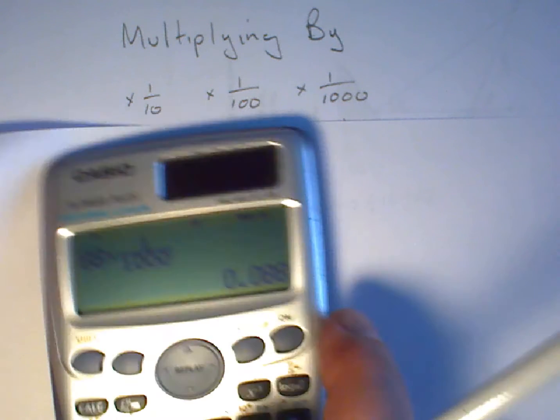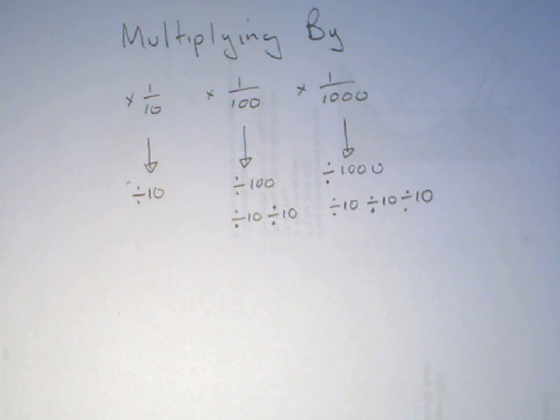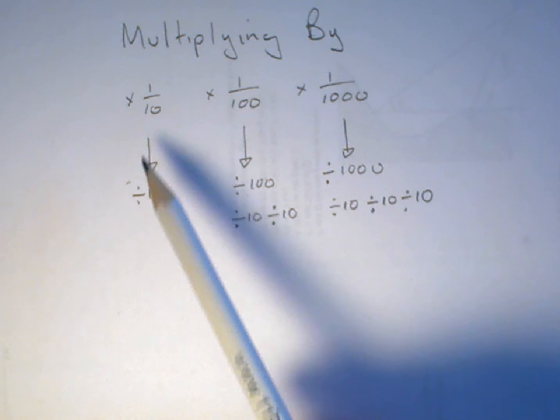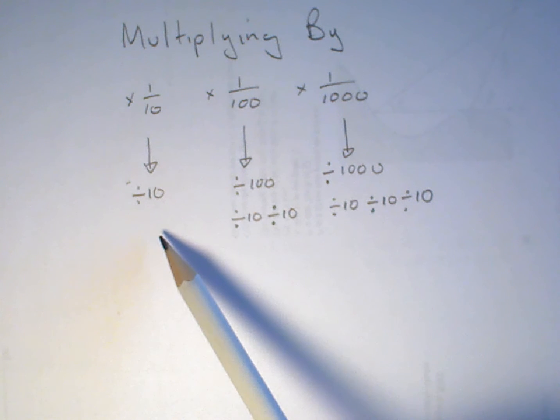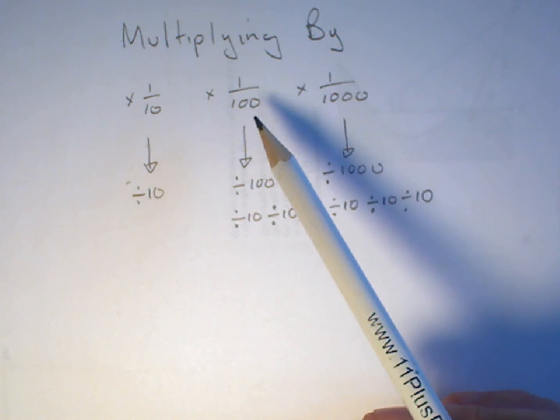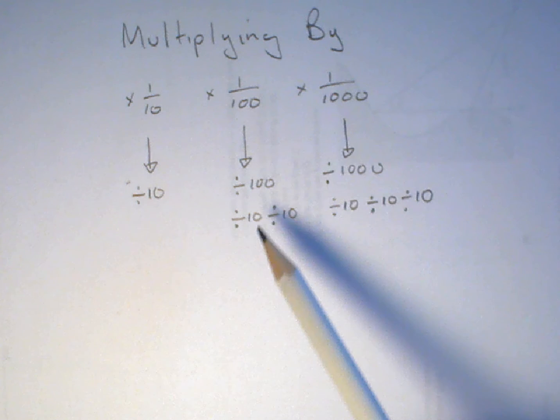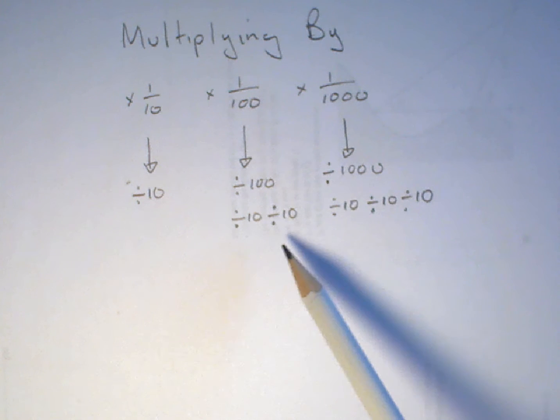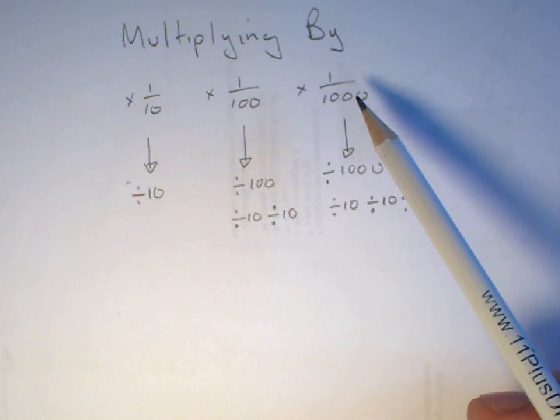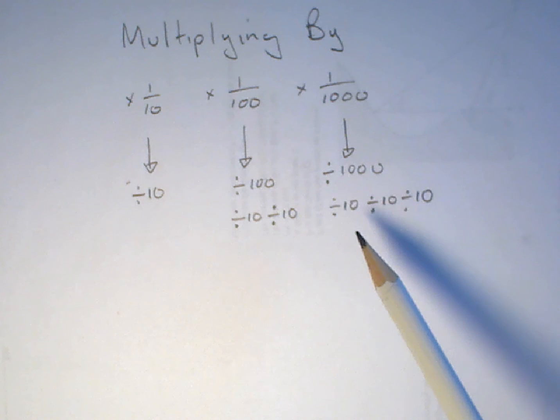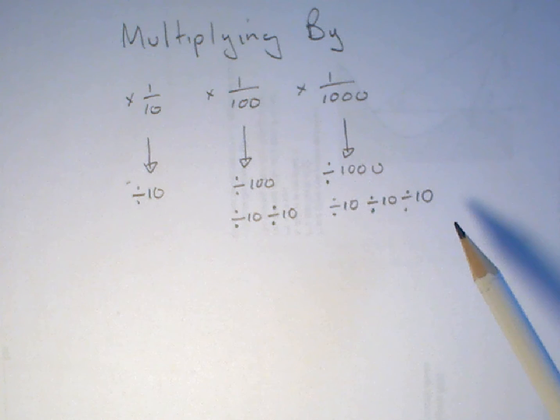And I've mapped that out here with this. Timesing by a tenth is like dividing by 10, and timesing by a hundredth is like dividing by 10 and dividing by 10. And timesing by a thousandth is like dividing by 10, dividing by 10, dividing by 10.